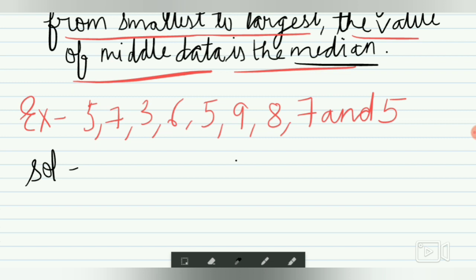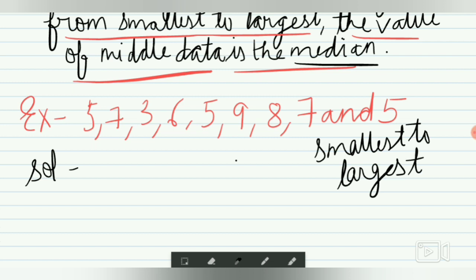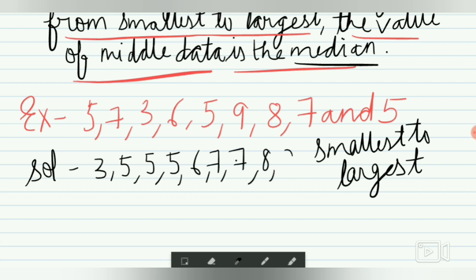First we have to arrange. So I start from smallest to largest. You can arrange this from largest to smallest also. 3, 5, 5, 5, three fives are there. After that 6, 7, 7, 8, 9. So I have arranged from smallest to largest, meaning ascending order. This is called ascending order.